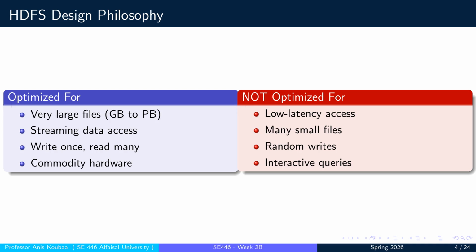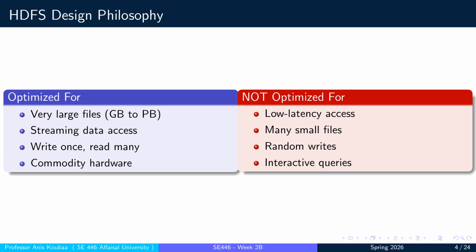Now, to truly understand HDFS, we must ask, what kind of workloads is it designed for, and what kind of workloads should we avoid? Let us examine this through its design philosophy. HDFS excels at four specific scenarios. First, it handles very large files, ranging from gigabytes to petabytes in size. Second, it supports streaming data access, meaning applications read data sequentially from beginning to end. Third, it follows a write once, read many pattern. Data is written once and then read multiple times for analysis. Fourth, it runs on commodity hardware, keeping costs low.